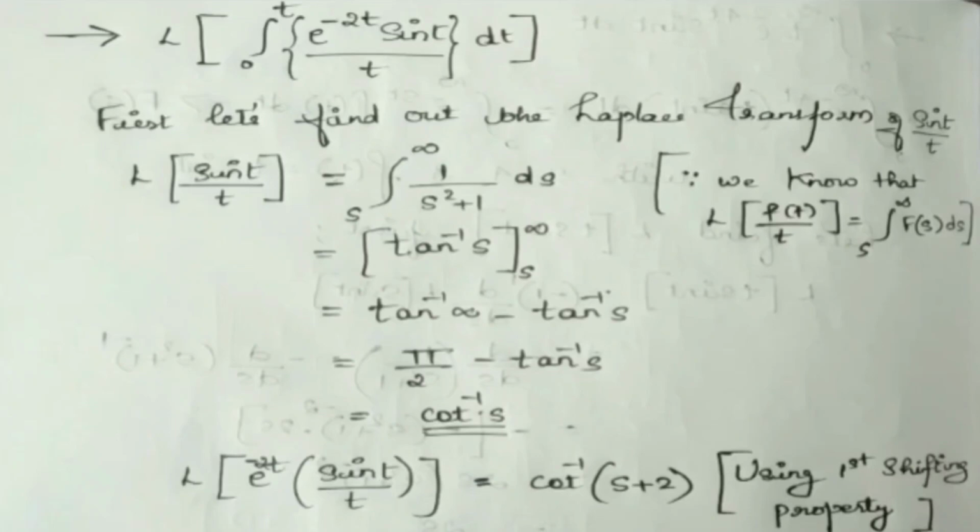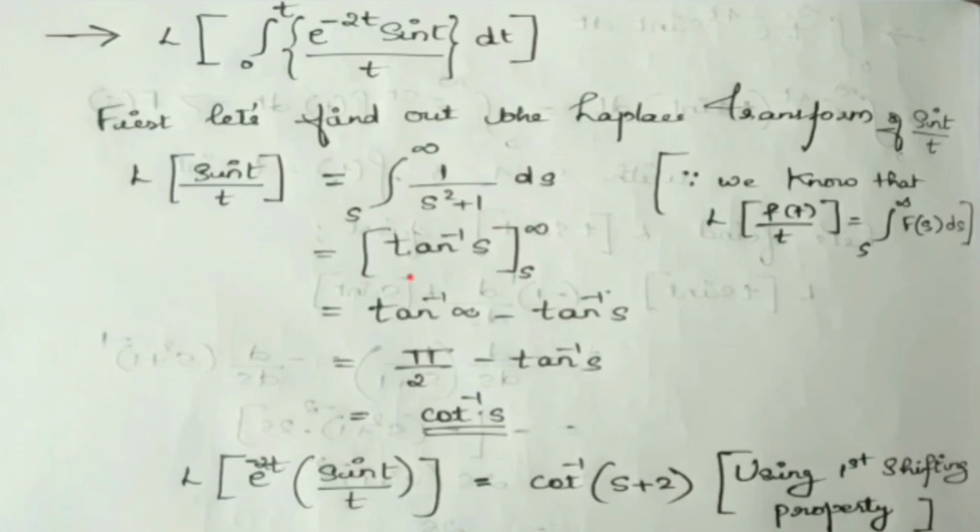Let's find out the Laplace transform of integral 0 to t e raised to minus 2t sin t by t dt. So first, let's take the Laplace transform of sin t by t. Now, this is of the format Laplace of f of t by t, and this is given by integral s to infinity f of s ds. So, Laplace of sin t by t will be given by integral s to infinity f of s ds. Laplace of sin t is given by 1 by (s square plus 1). Therefore, Laplace of sin t by t is equal to integral s to infinity 1 by (s square plus 1) ds. Now, integral 1 by (s square plus 1) is tan inverse s.